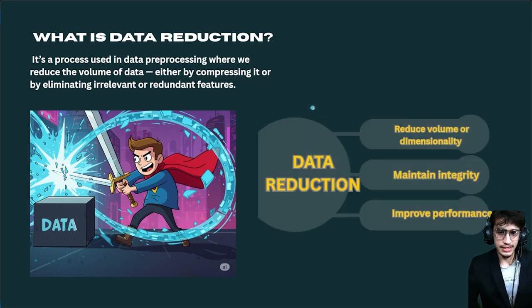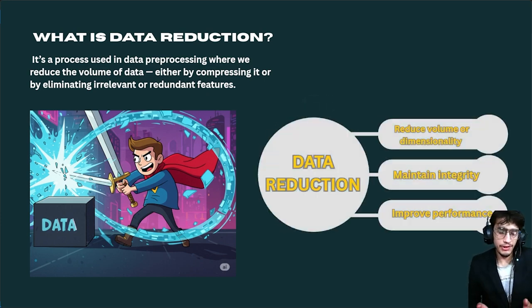So data reduction has three major parts. Means if we are doing data reduction, it should do these three things. It should reduce volume or dimensionality. It should maintain integrity, meaning there should not be a difference between the original data and the data afterward. It's like what we are visualizing, or the knowledge we are gaining from the data, should be the same. And third is to improve the performance. The data which we make after data reduction should improve the performance of all our models.